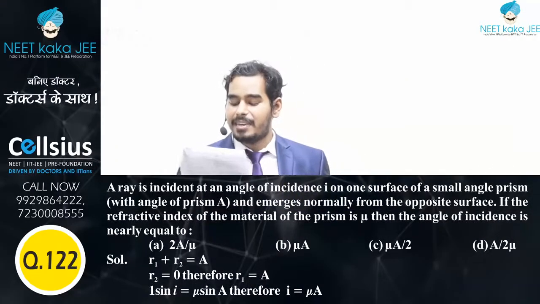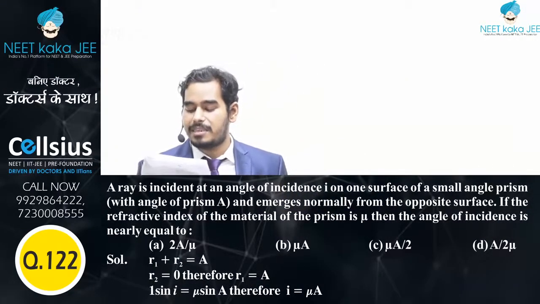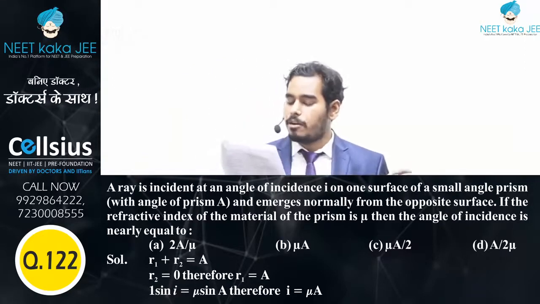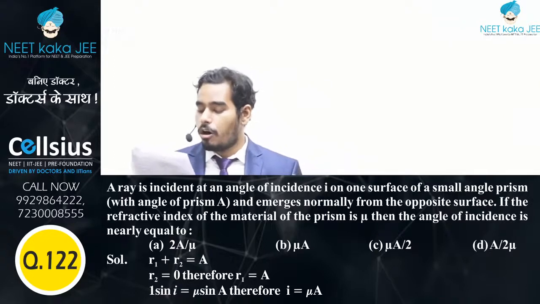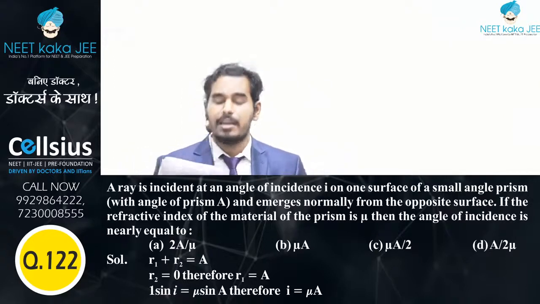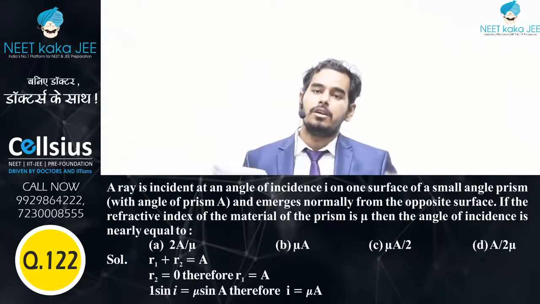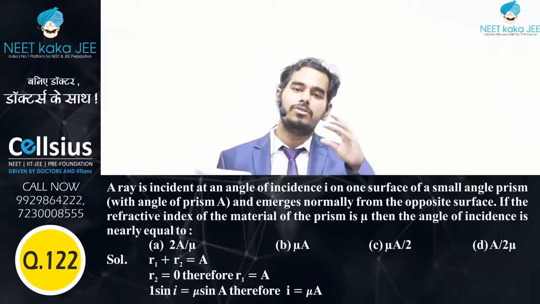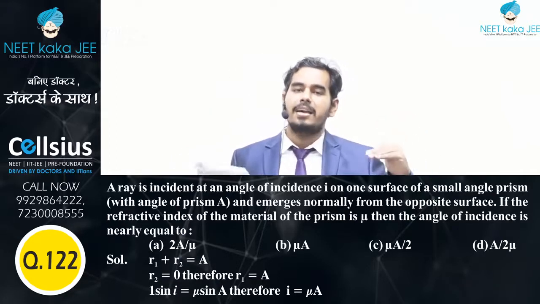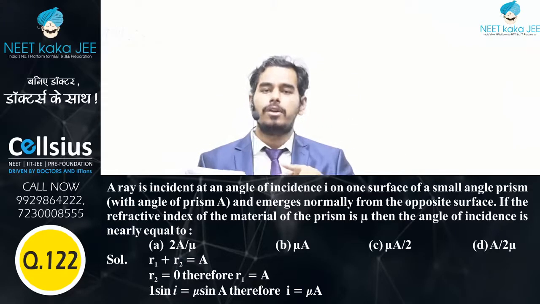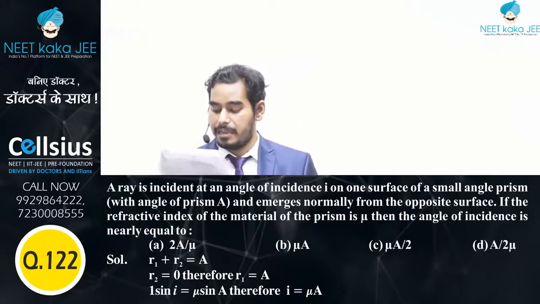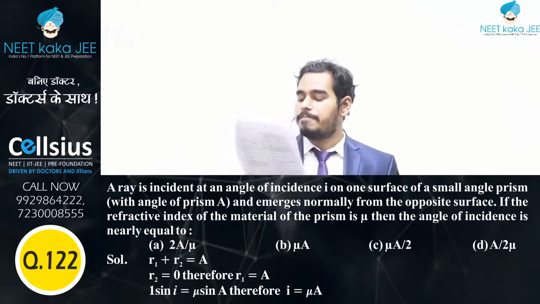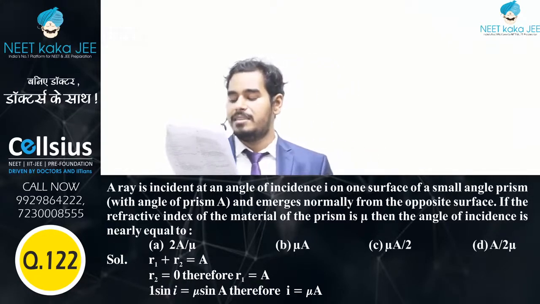Okay, now we are into the next question, question number 122. It says that a ray is incident at an angle of incidence I on one surface of a small angle prism with angle of prism A, and it emerges normally from the opposite surface. Remember, because it is emerging normally from the opposite surface, R2 is equal to 0, because the angle with the normal is 0. Remember this thing. Now if the refractive index of the material of the prism is mu, then the angle of incidence is nearly equal to.